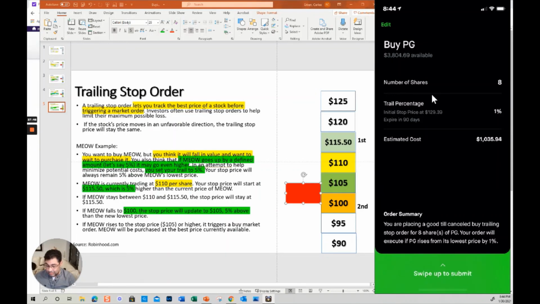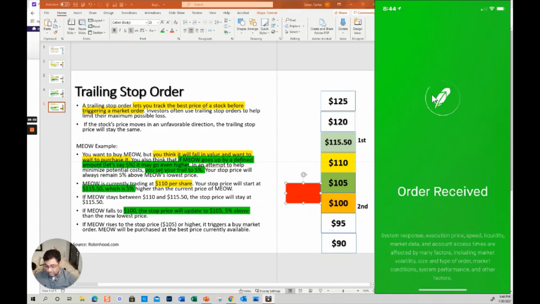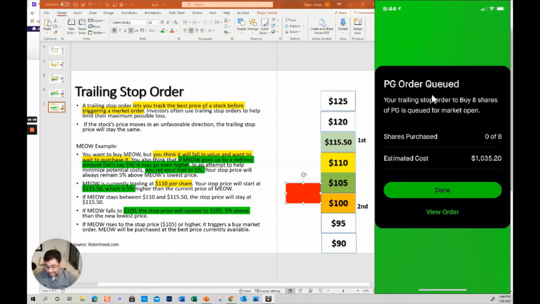Okay, so if it's 129 and it doesn't go any lower, it will trigger the purchase once it goes 1% higher. If it goes lower, then it will follow, okay, and it will make the purchase once it goes 1% higher. So now it says order received. Because we are on a Saturday, it's not going to execute it now. So your trailing stop order to buy 8 shares is queued for the market open. Estimated cost, okay, so view order.